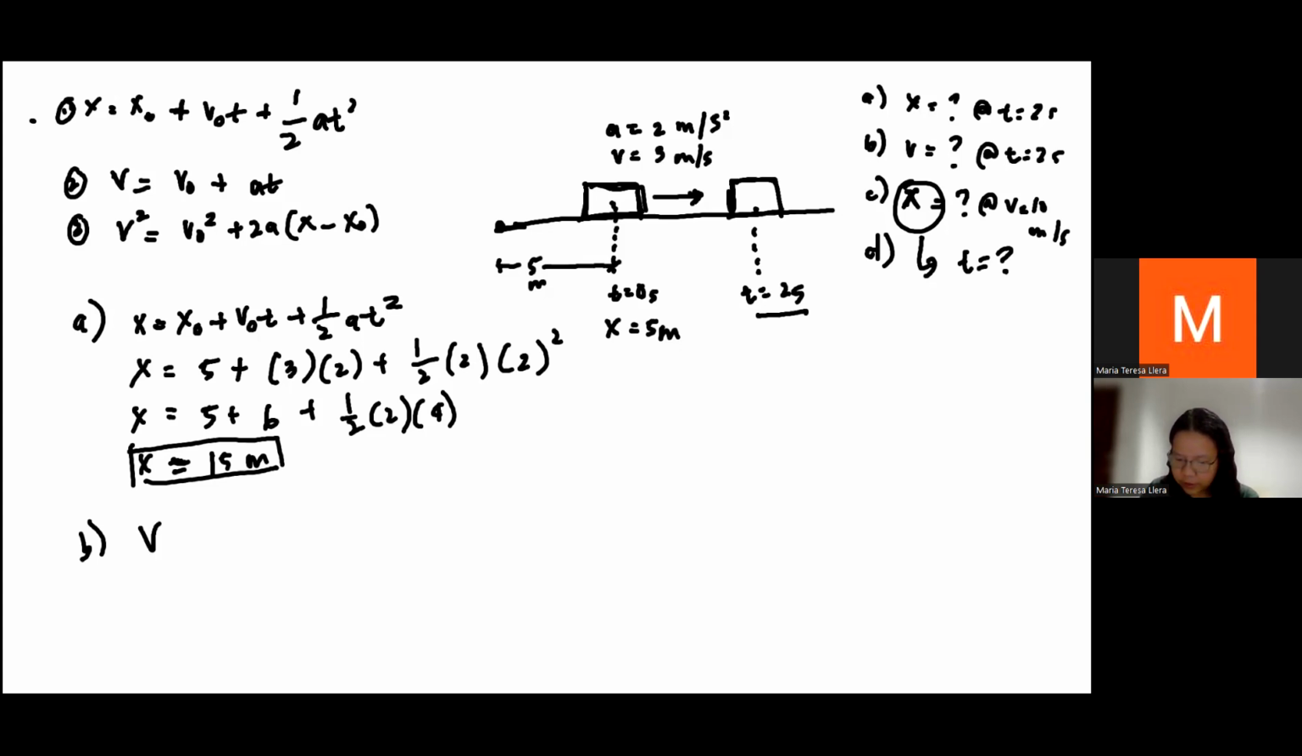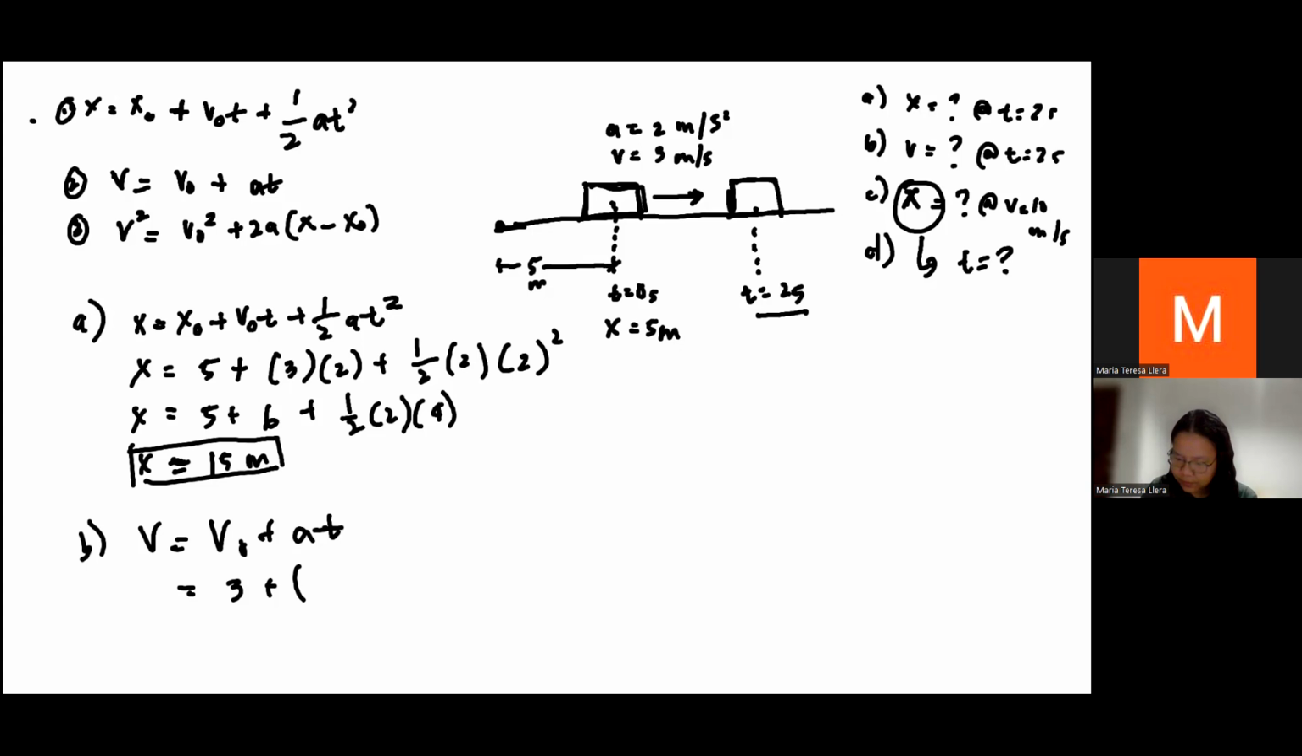So v equals v naught plus at. v naught is our initial velocity, that would be 3, plus our acceleration. Oh, but then you might ask, isn't this the initial acceleration? No, because this is the acceleration for all positions, since we are dealing with constant acceleration here. It's a frictionless surface, so there would be no force that would slow down or change this acceleration.